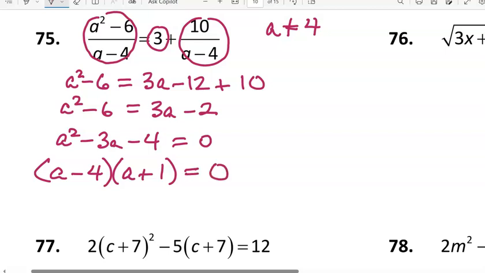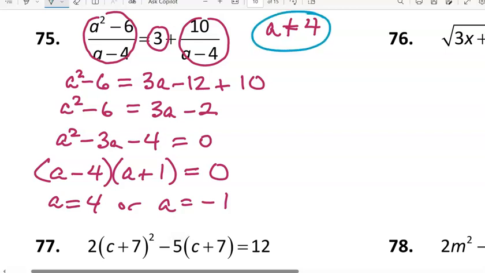Factors of -4 that add to -3 are -4 and +1, so our factors are a minus 4 and a plus 1. And so if a minus 4 is equal to 0, then a is equal to 4. And if a plus 1 is equal to 0, then a is equal to -1. However, we know that a can't equal 4. Remember from the original restriction on the equation, so that's an extraneous solution, and the only solution to this equation is a is equal to -1.